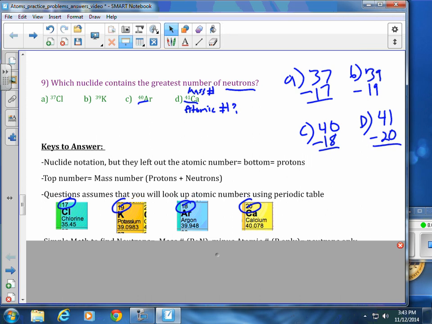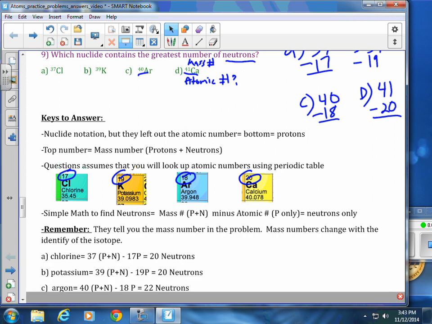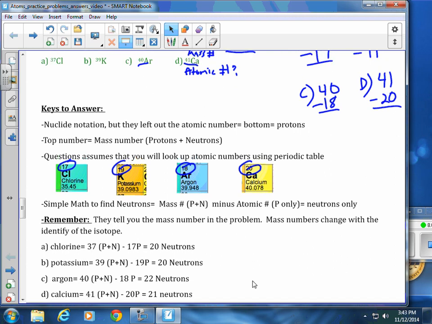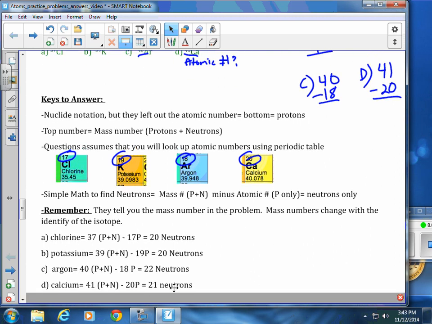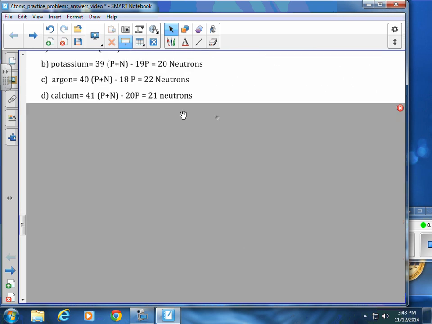When I go through and do my math for this question, and again, it is all written out here for you, I got 20, 20, 22, and 21. So the correct answer for this is C, argon, with 22 neutrons. All right, scrolling down.